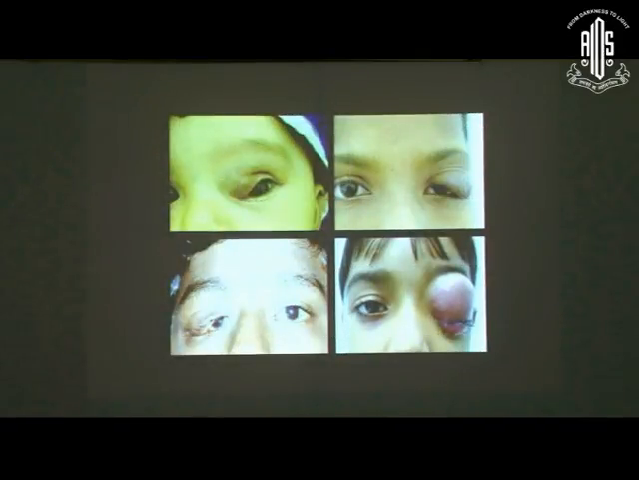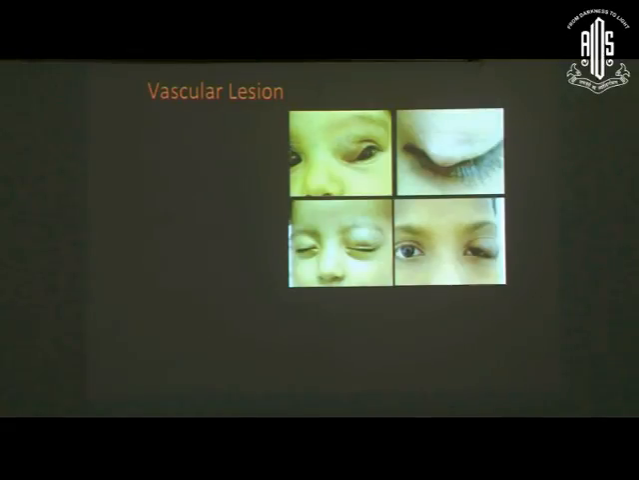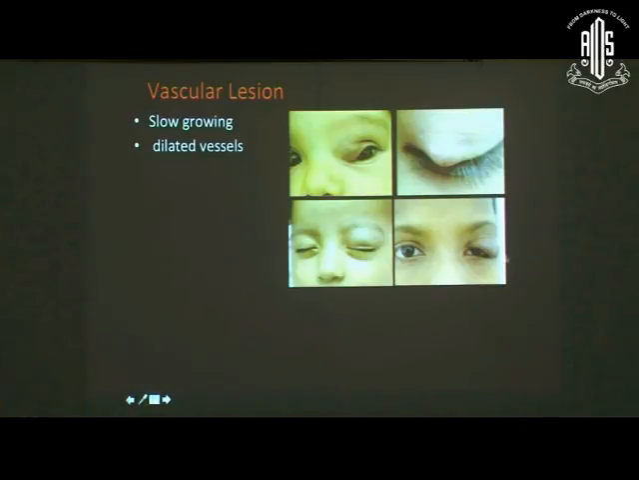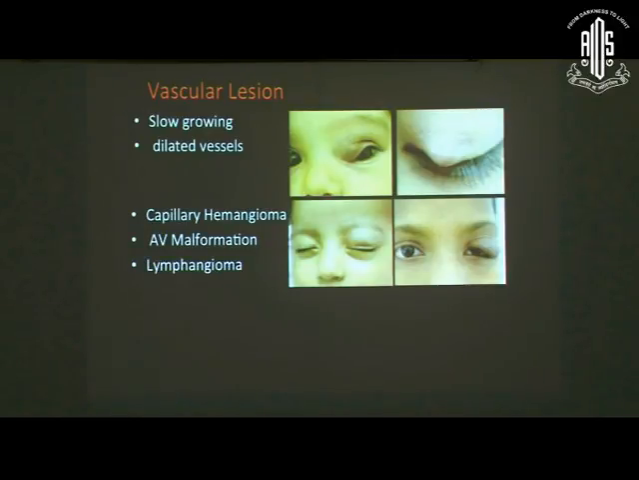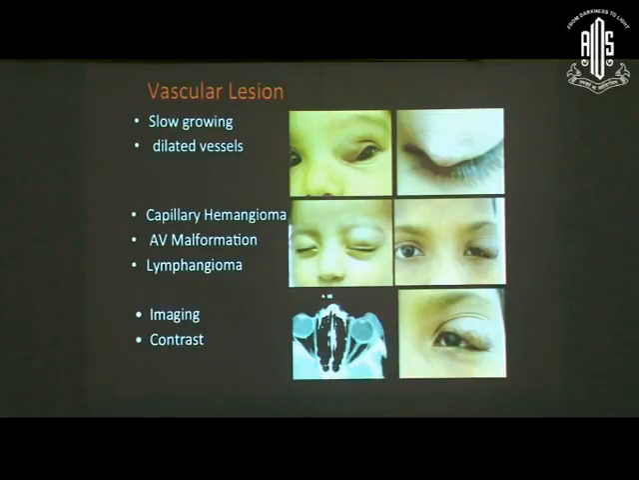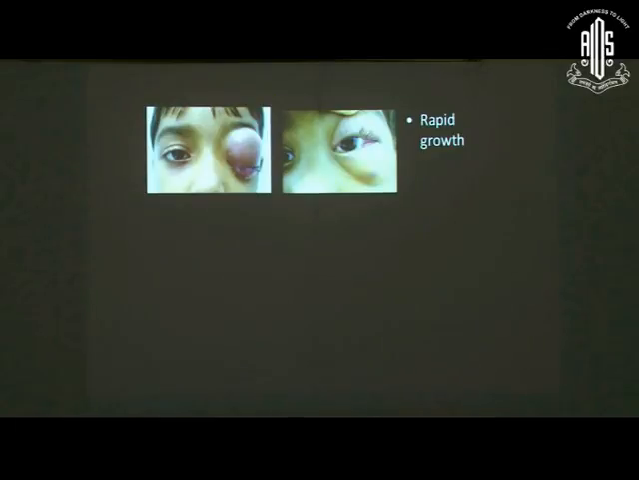We often see eyelid lesions which are deeper, most often seen in children, classically like this in our OPD. The commonest ones are the vascular lesions. They are slow growing. They often have dilated vessels, as is seen in the one here, and even big dilated feeder vessels here. The most common ones are capillary hemangioma, AV malformations, and lymphangioma. The only time that you really need to be concerned is when the lesion suddenly increases, which could be mostly due to an infection or a bleed. Imaging with contrast is very helpful in these vascular benign lesions.